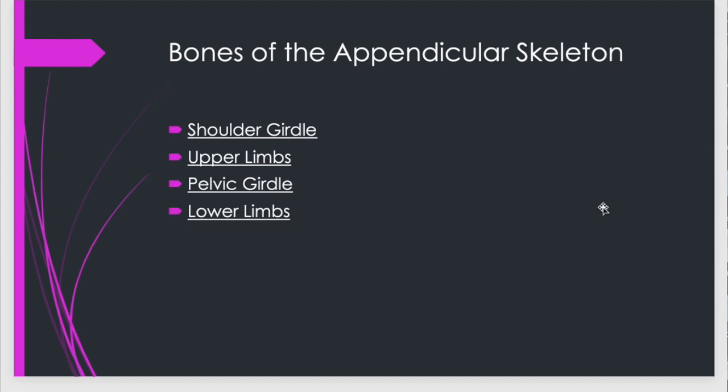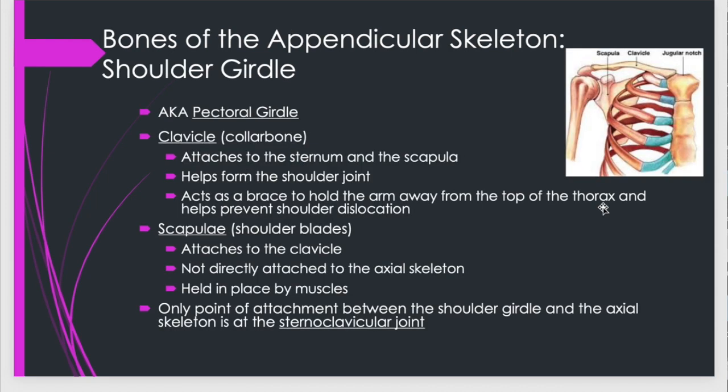Now, if we look at bones of your appendicular skeleton, that's essentially everything else for the most part. So we have your shoulder girdle or your pectoral girdle, the upper limbs or your arms, the pelvic girdle or your hip girdle, and then your lower limbs or your legs. So if we start with your shoulder girdle, again, another name for that is pectoral girdle. This is going to include your clavicle, your scapula.